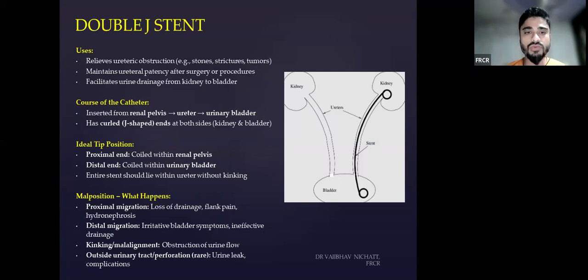So the first most commonly used urology catheter is a DJ catheter, double J stent catheter, which we all know. It is most commonly used to relieve ureteric obstruction in cases of stones, strictures, or tumors. It maintains the patency of the ureter after surgery or after any procedure, and facilitates urine drainage from kidney to urinary bladder. The course of the catheter, there are two ways. One is from the antegrade direction. Antegrade means from kidney downwards into the urinary bladder. Retrograde means from urinary bladder towards the kidney.